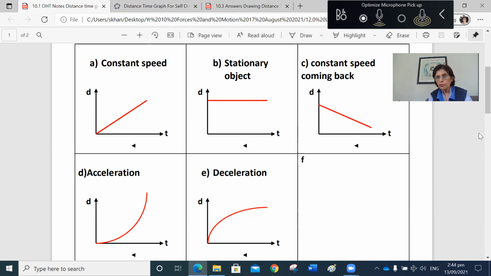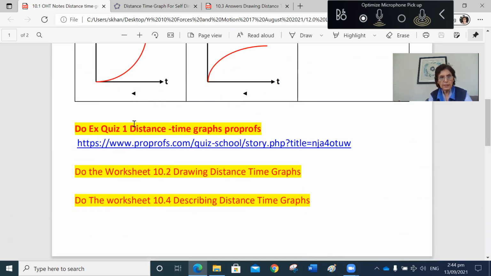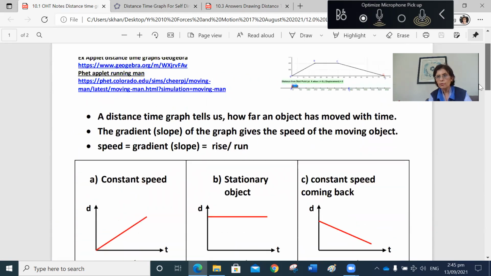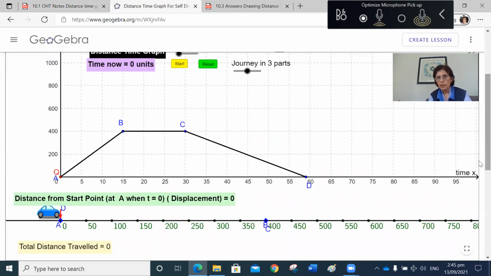Now I will show you that, but before I move on to that one, you have to complete this quiz and you have to complete this worksheet, which is posted in Google Classroom, and also that one. But I want to show you this animation over here.